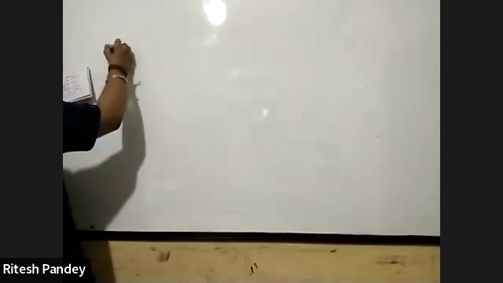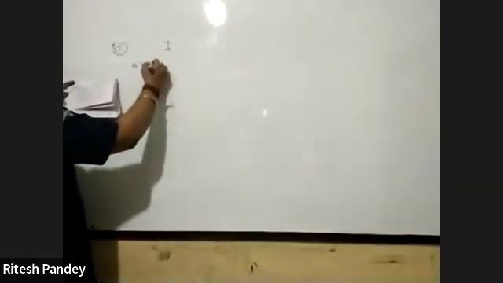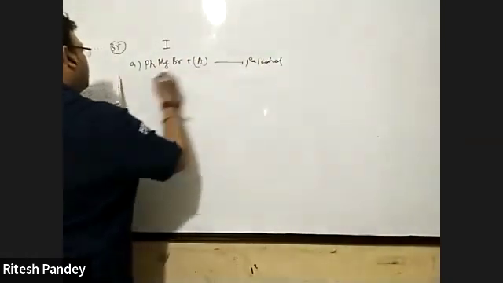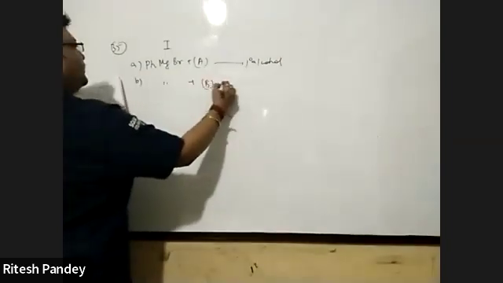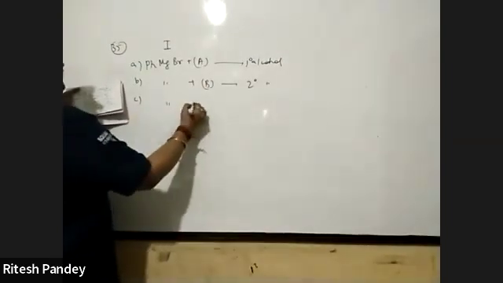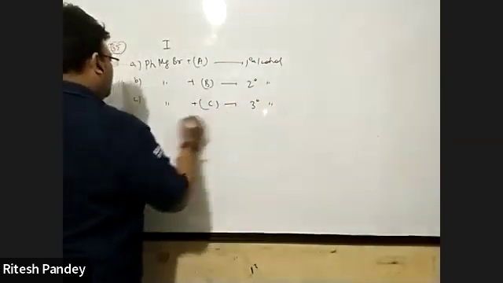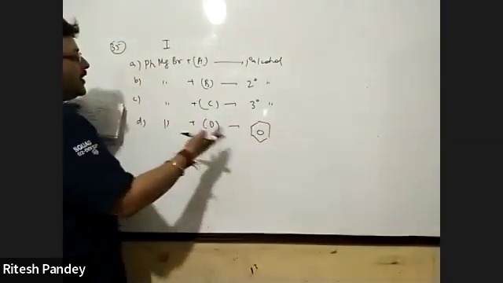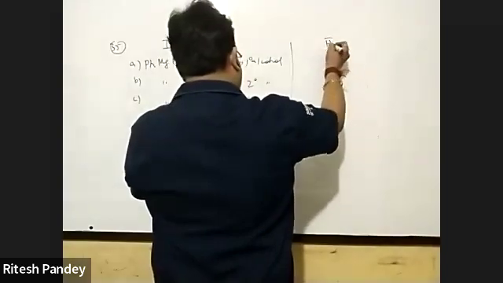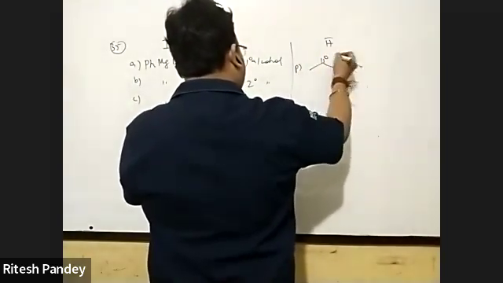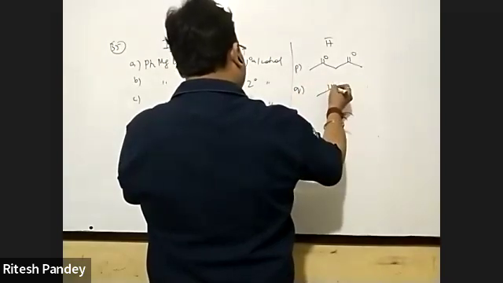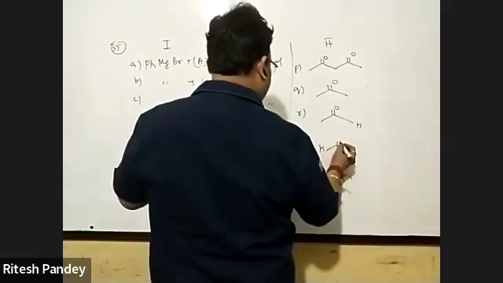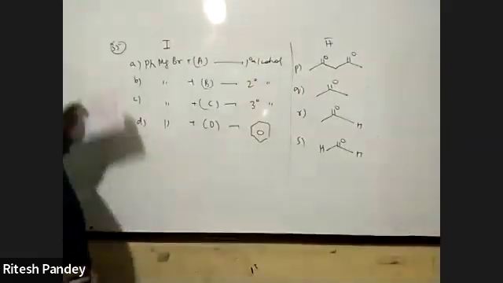Now in 35, column 1 comprises PhMgBr plus something becoming a 1-degree alcohol, then PhMgBr with something becoming a 2-degree alcohol, then PhMgBr with something forming a 3-degree alcohol, and then PhMgBr with something forming benzene. So the last one would require an acidic hydrogen. Column 2 contains this compound, which obviously has an acidic hydrogen. Q is a ketone, R is an aldehyde, P is formaldehyde. Come on, quickly tell me.